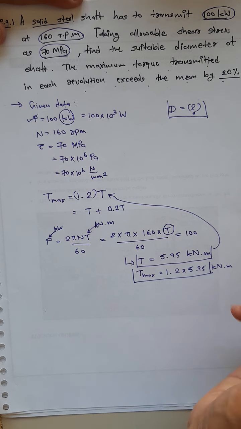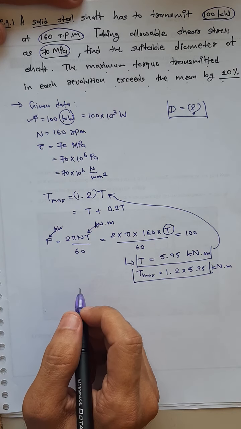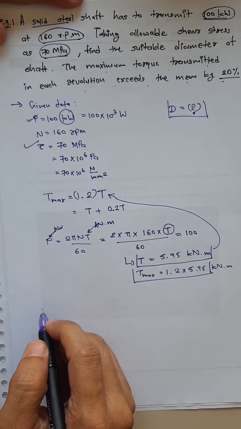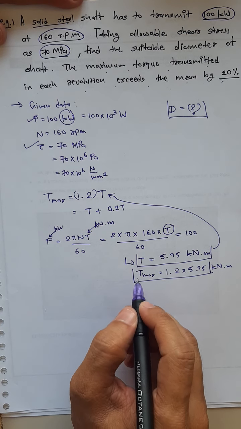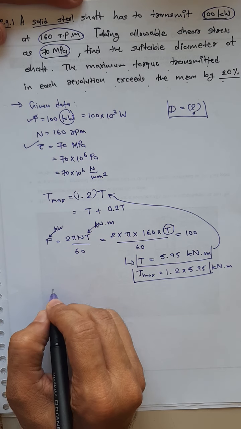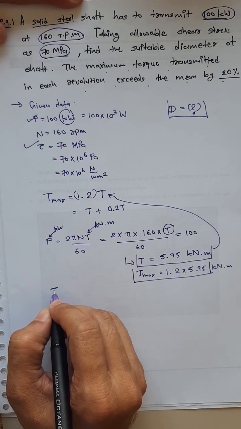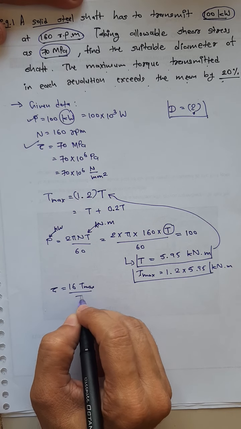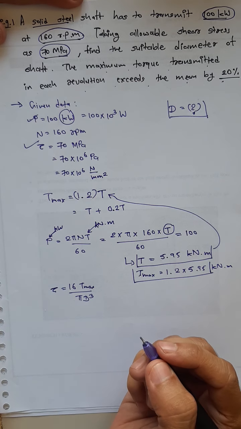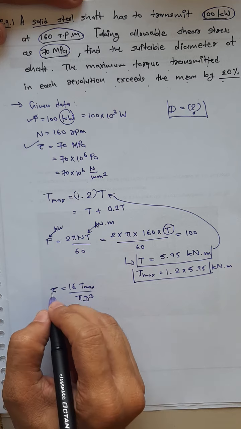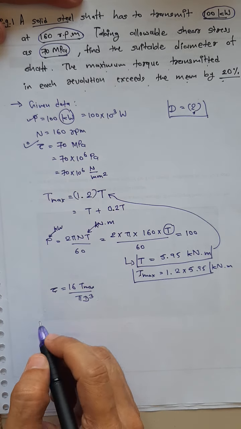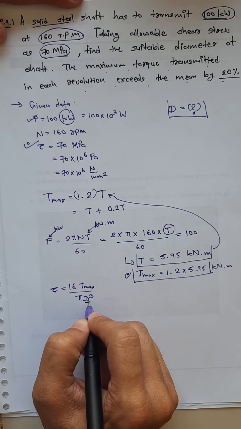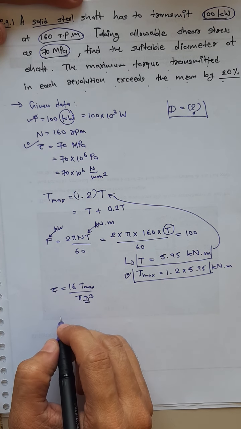Now how to find the diameter? For that another data is given to us, the shear stress. If you know the relationship between torque T maximum and shear stress, we know that tau is equal to 16 T max by pi d cube. Here torque is available with us, T max we have found, so the only unknown left is the diameter. So simply substitute the values.